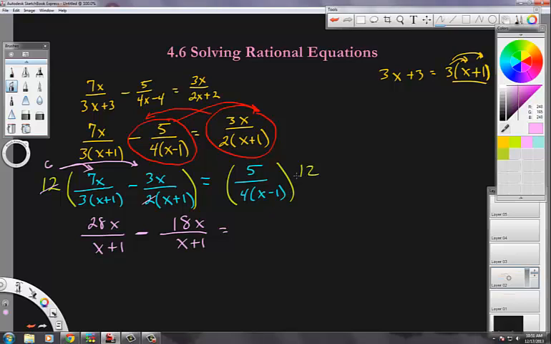So this 12 here and this 4 is going to cancel. So what's going to be on the top? You tell me. 15, because that's a 3. 3 times 5 is 15. And on the bottom, x minus 1.